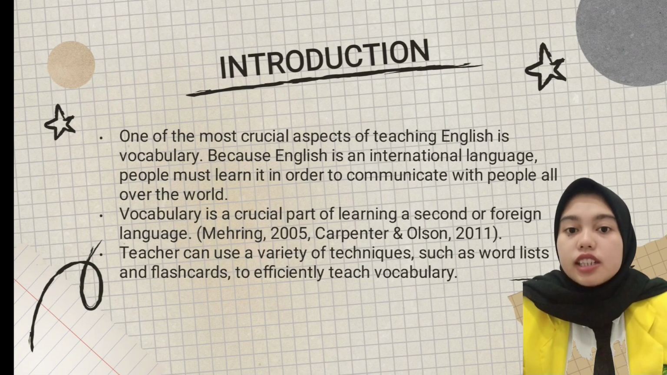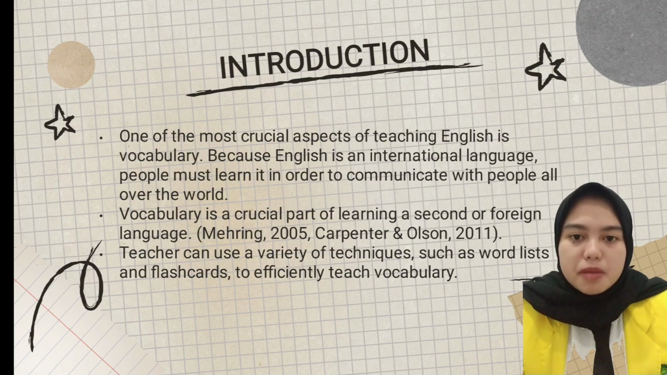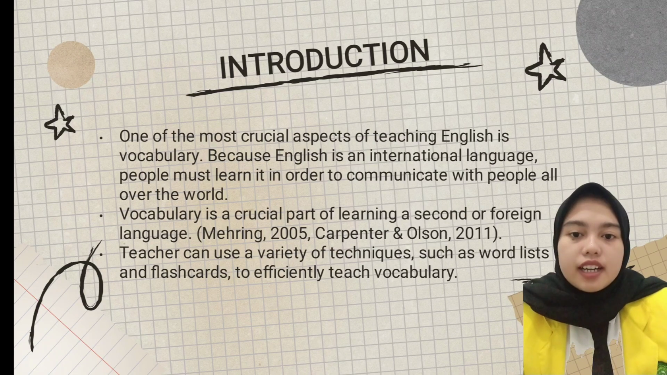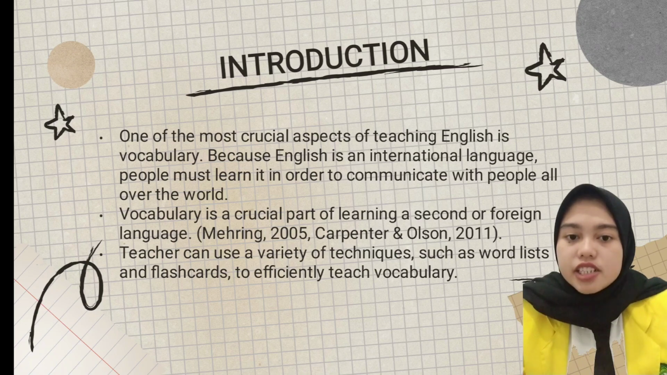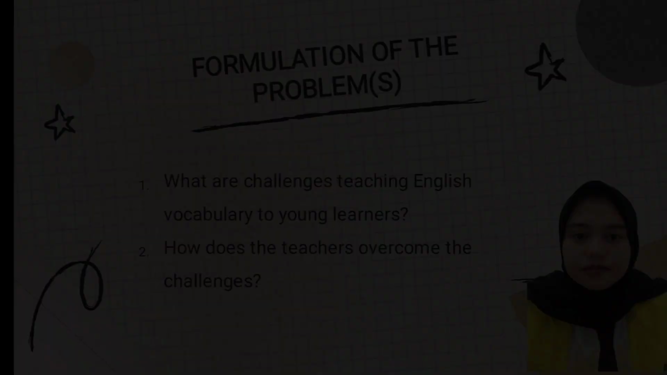So, let's start. The first is the introduction. One of the most crucial aspects of teaching English is vocabulary. Because English is an international language, people must learn it in order to communicate with people all over the world. According to Mehring 2005, Carpenter and Olson 2011, vocabulary is a crucial part of learning a second or foreign language. Teachers can use a variety of techniques such as word lists and flashcards to efficiently teach vocabulary.